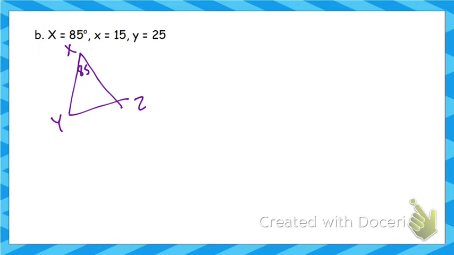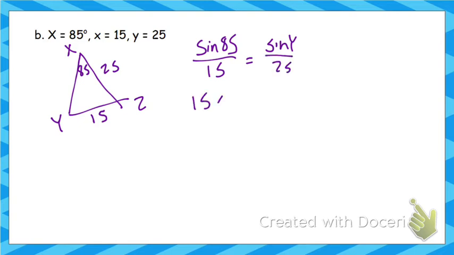Angle X is 85, side X is 15, side Y is 25. Well, this is side side angle. This is the ambiguous case. So we'll do law of sines. So sine 85 divided by 15 is sine Y over 25. So we'll cross multiply.